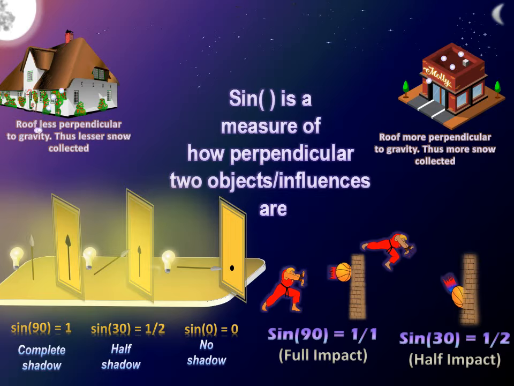So now let us come to sine theta. Sine theta is a measure of how much perpendicular two objects or influences are. Now let's just go to this image here. The more the angle at which snow is falling, the lesser will be the amount of snow accumulated.